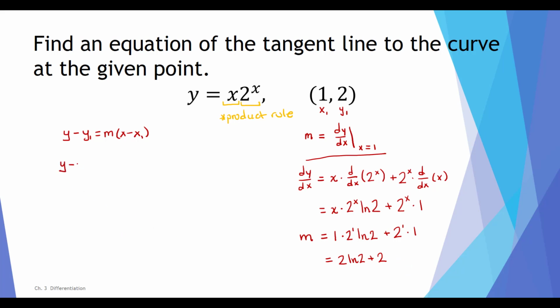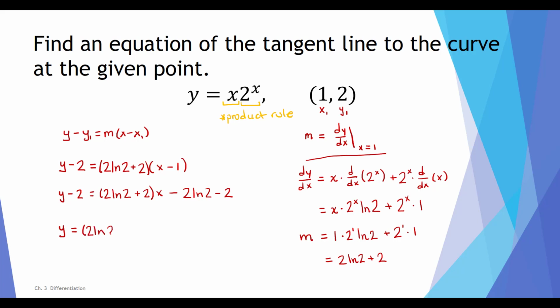We have y minus 2 equals the slope 2 natural log 2 plus 2 times x minus 1. Distributing the slope on the right side, we have 2 natural log 2 plus 2x minus 2 natural log 2 minus 2. And adding 2 to both sides, we get y equals 2 natural log 2 plus 2 times x minus 2 natural log 2. This is the equation of our tangent line.